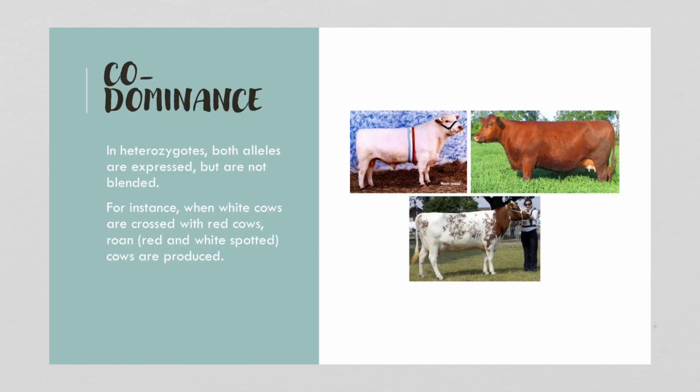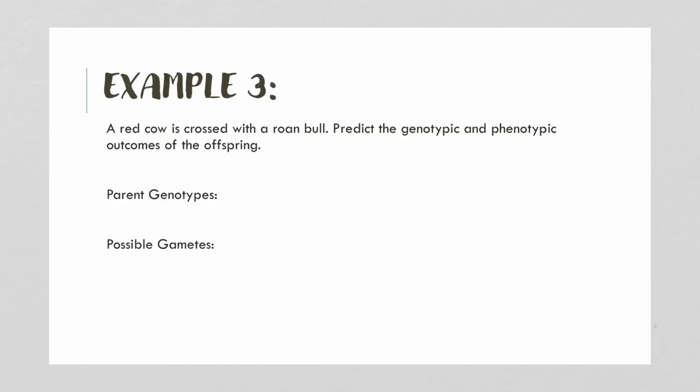So codominance is when heterozygous individuals are showing both alleles but not blended. So if you crossed a white bull with a red cow, you would get a roan cow, which is spotted, red and white spotted. So in this example, we're being told that the red cow is being crossed with a roan bull. Predict the genotypic and phenotypic outcomes of the offspring.